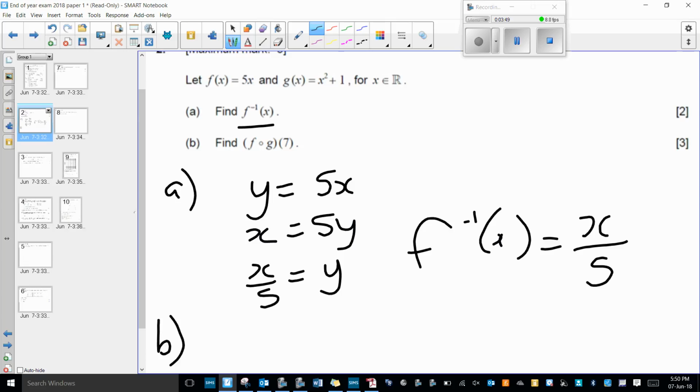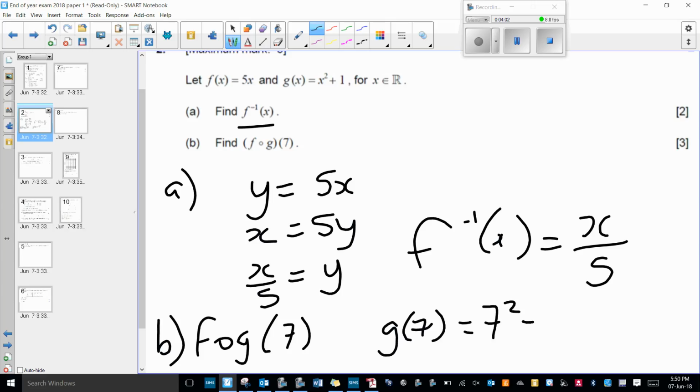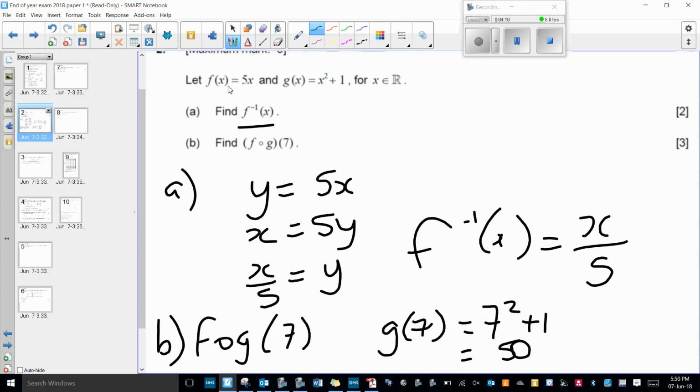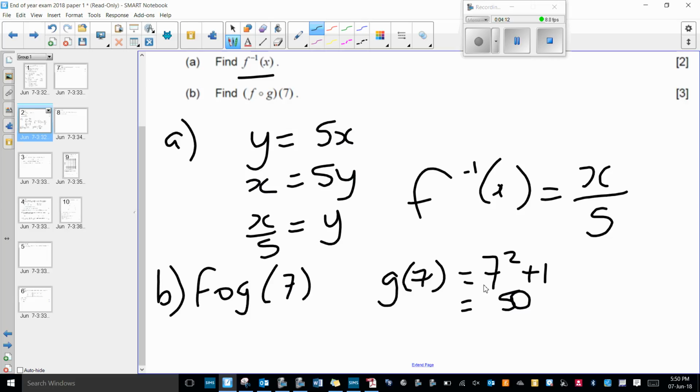So to do fg(7), we would be finding g(7) first. That value is then going to be substituted into f. So g(7) would be 7 squared plus 1. 7 squared is 49, plus 1 is 50. And we're then substituting that into f(x). So f of 50 is 5 multiplied by 50, which is 250.